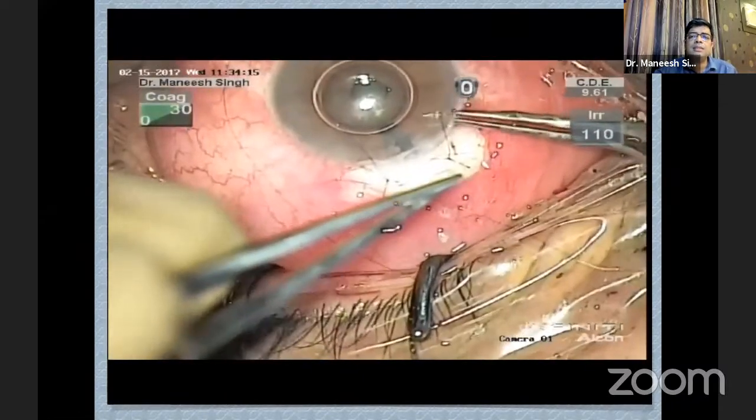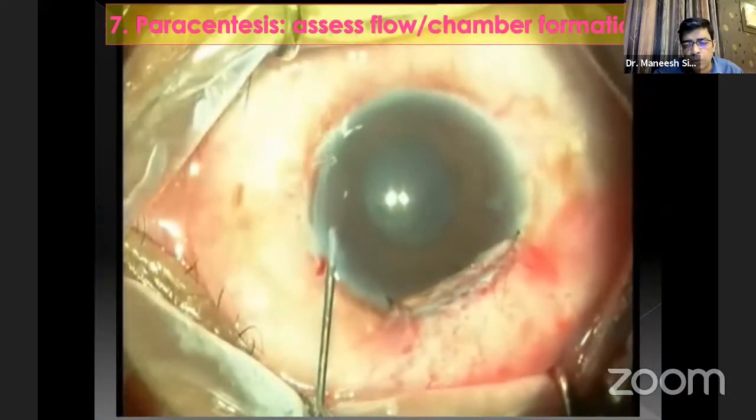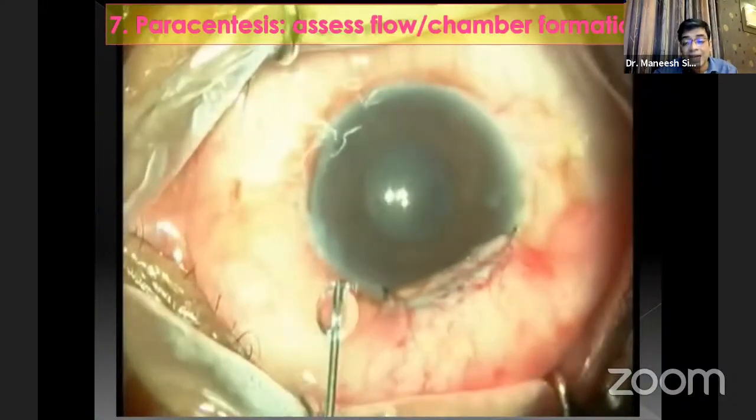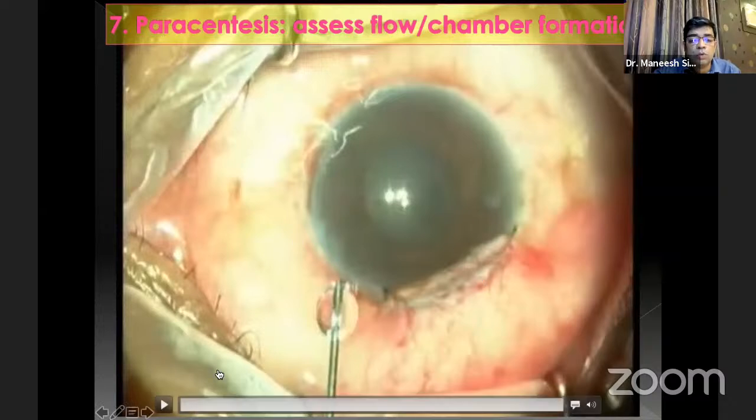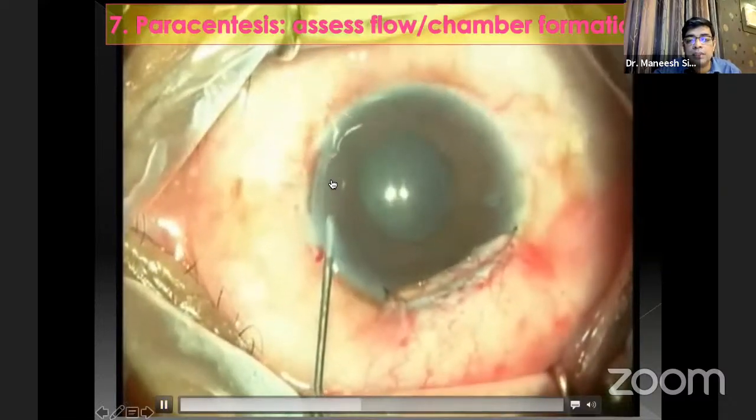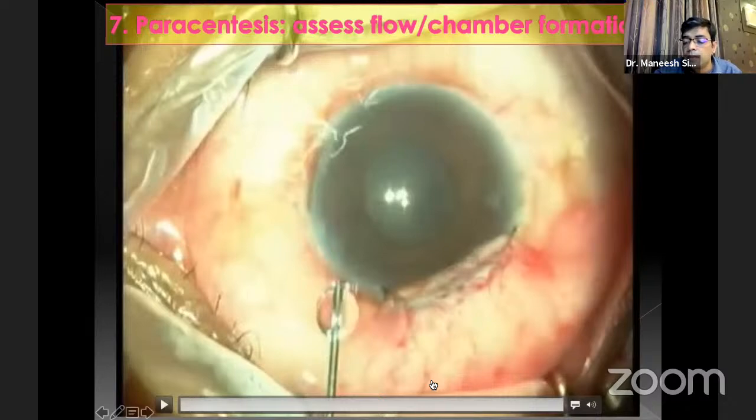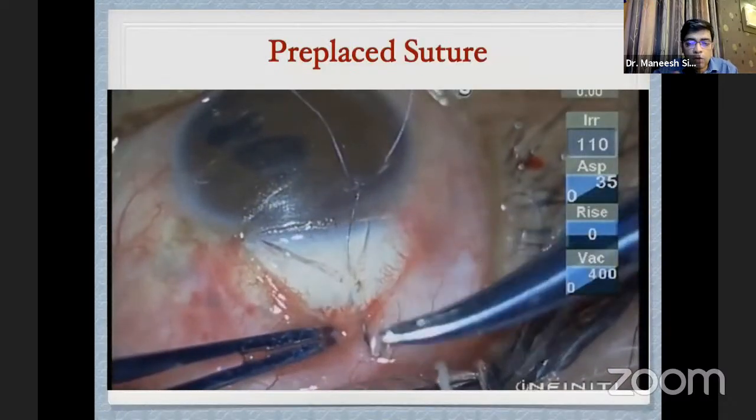Now, paracentesis is very, very important because post-operatively, if there is a shallow chamber, or intraoperatively, if you want to see the flow, you can inject the fluid through the paracentesis and you can see the flow of the aqueous. I always use a pre-placed suture.